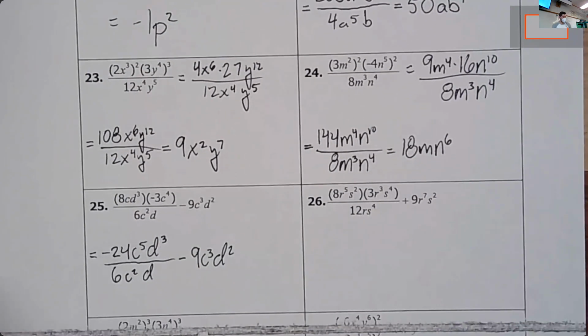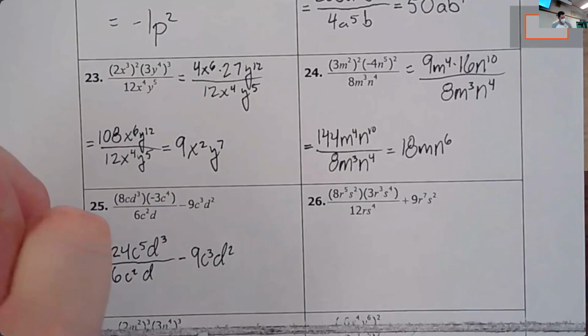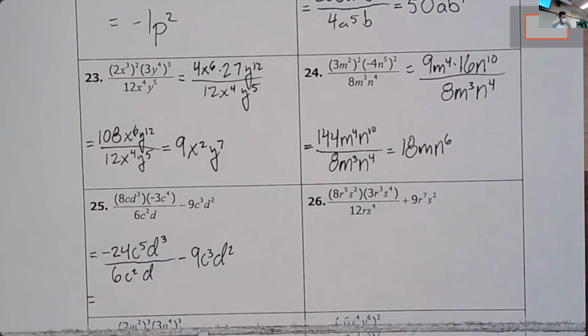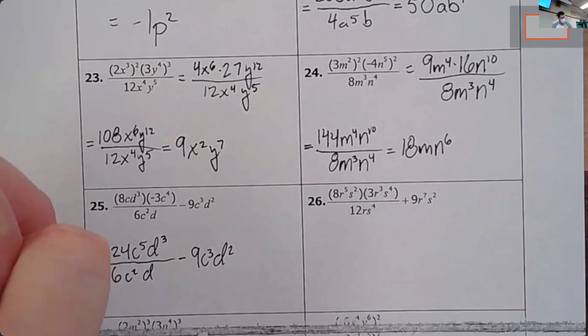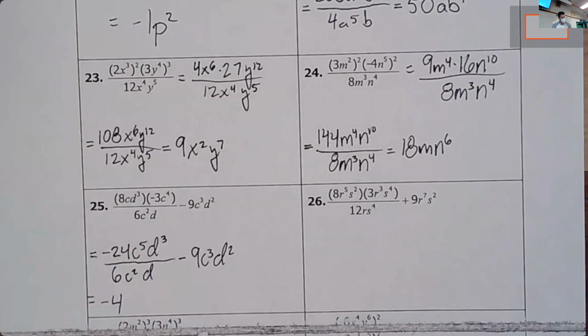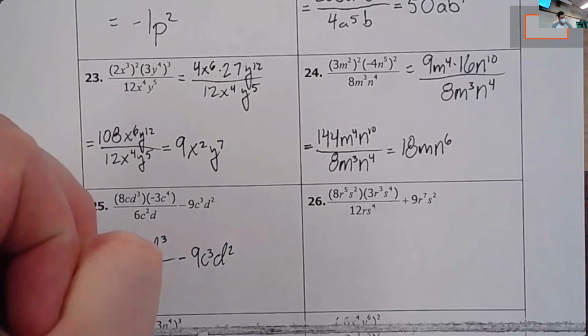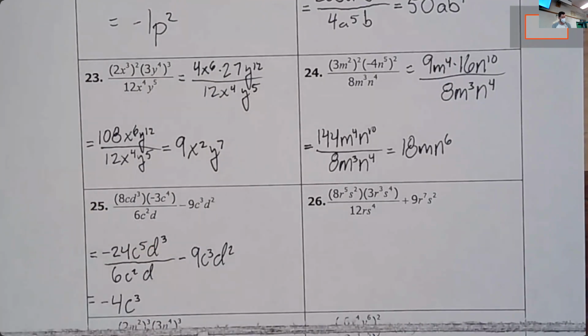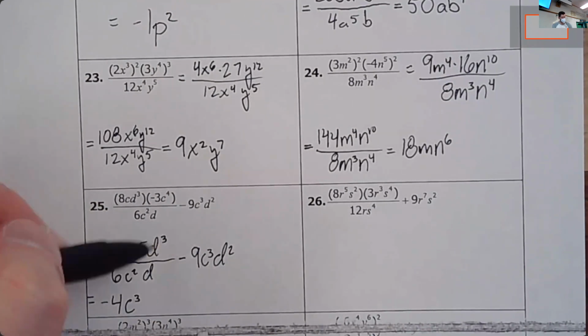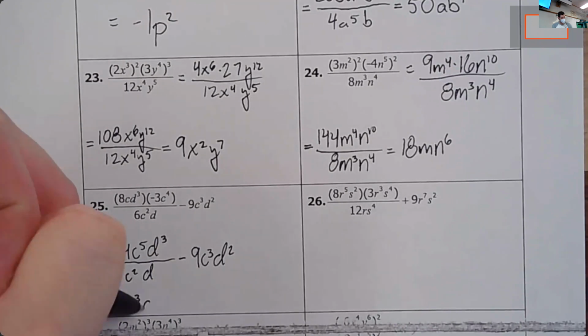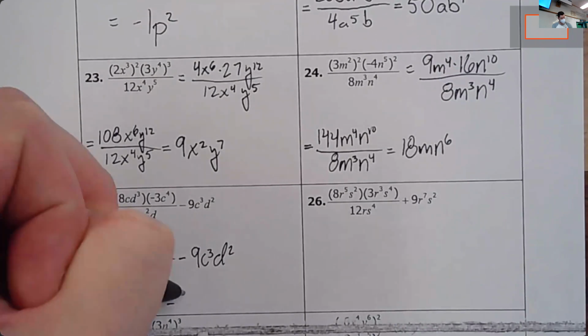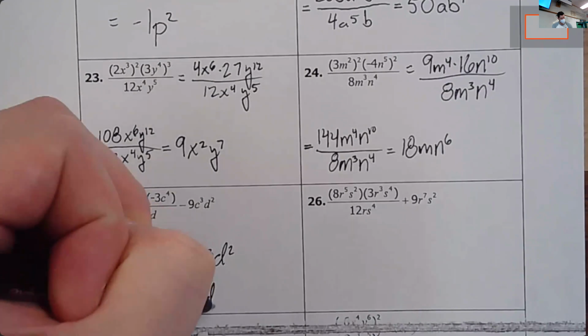All right, now underneath, I'm just going to write a little bit more. I think there's going to be enough room, barely. Quotient rule next. We have to simplify this fraction. -24 divided by 6 is -4. C to the 5th divided by c to the 2nd. Subtract your exponents, that's c to the 3rd power. And then d to the 3rd divided by d would be d squared. And then minus 9c to the 3rd, d squared.